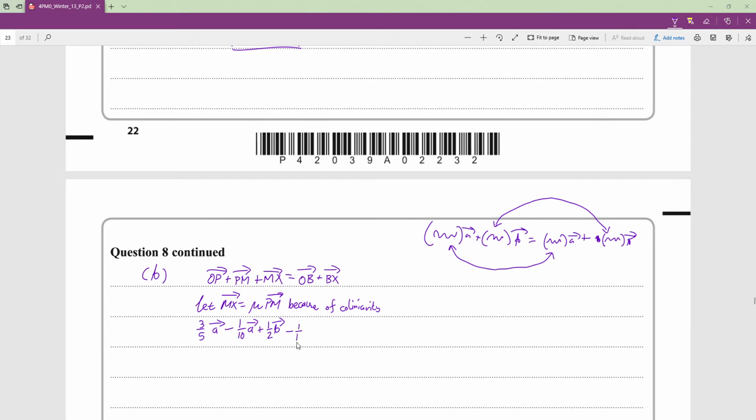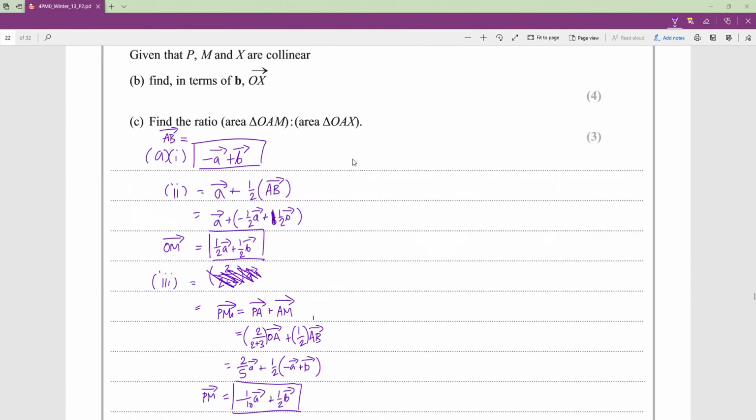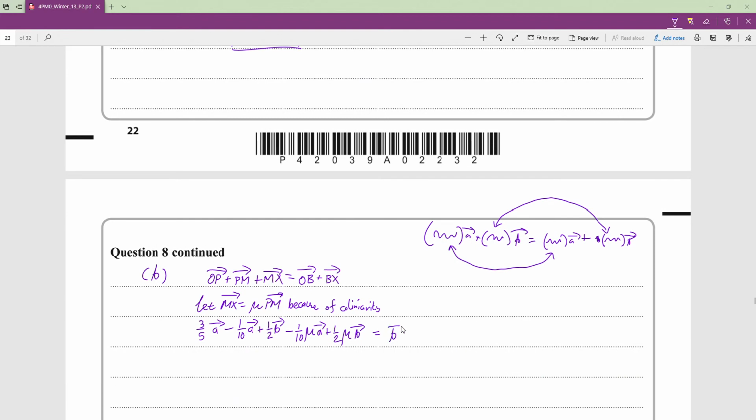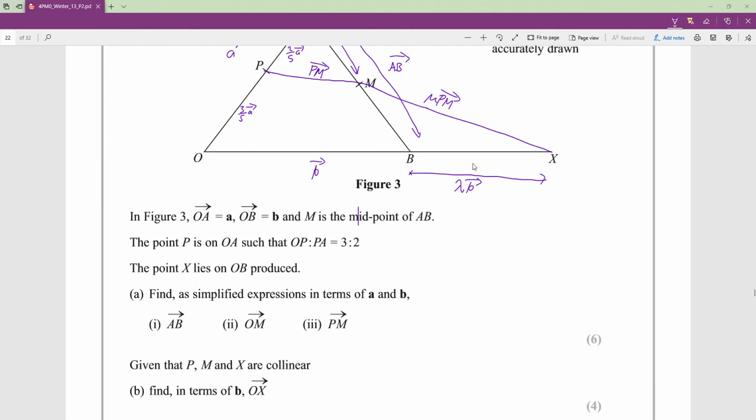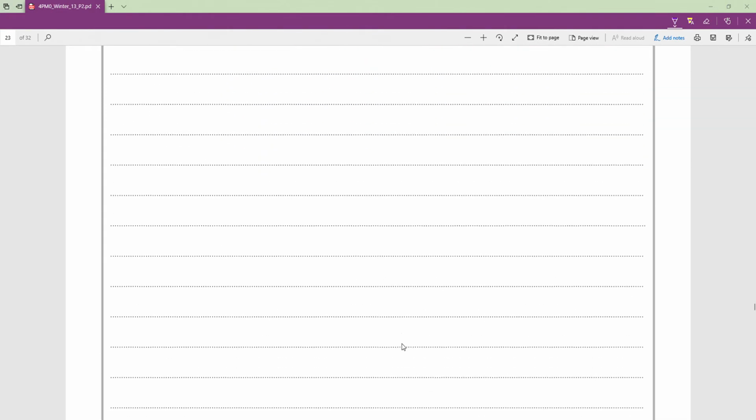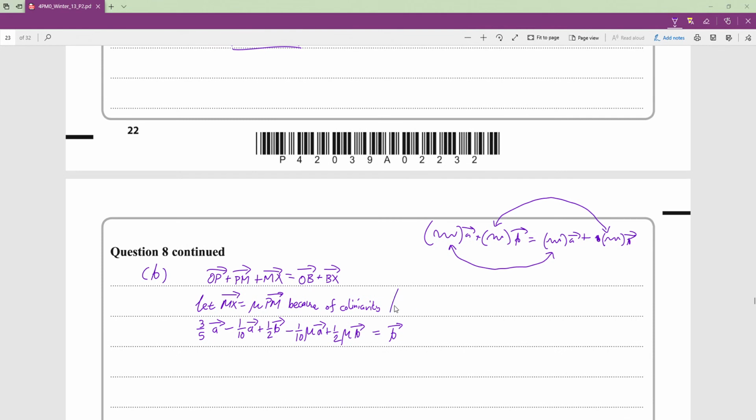So minus 1 over 10 mu A, we're adding in MX now, plus 1 over 2 mu B. And finally, this is equal to OB, which is just the vector B, plus BX, where BX is lambda B. So again, we want to make that clear. Let BX be equal to lambda OB.